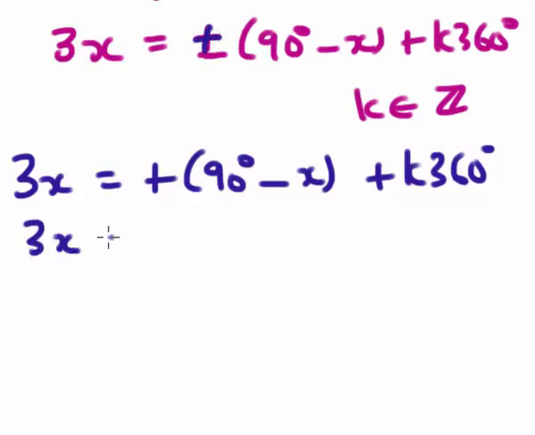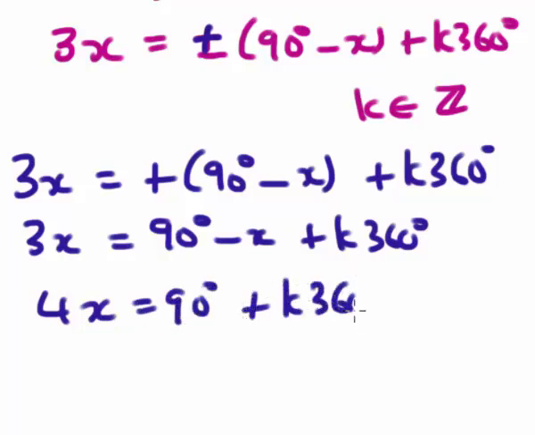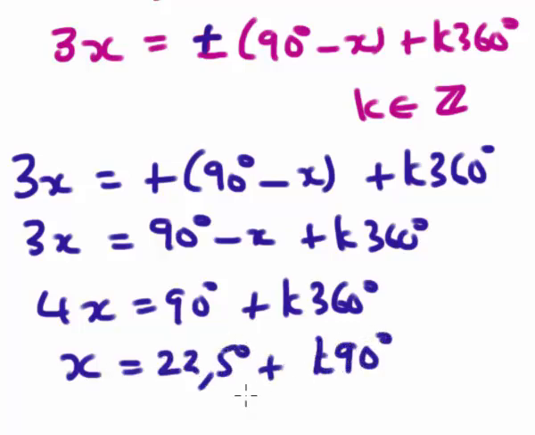Let's work with the positive version quickly. So then 3x is 90 minus x plus k 360. Bring the negative x to the right, you get 4x is 90 degrees plus k 360. And we divide everybody by 4, which is quite nice. There's your first general solution. Okay, now what about another one? Let's go to a little reddish color here, and we're going to look at the negative.